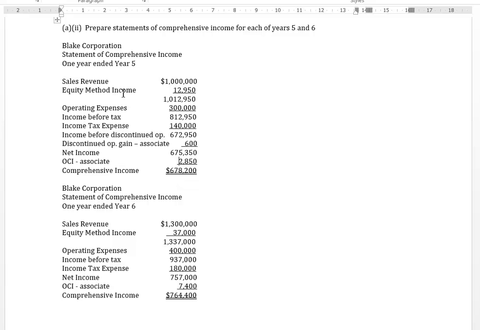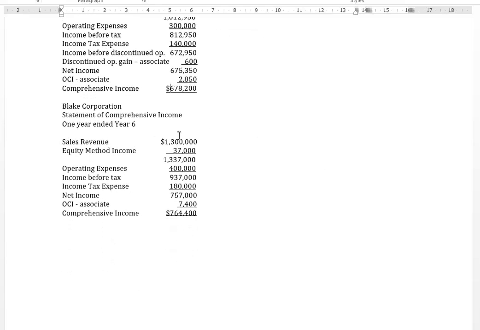So if you look at this format, you should see that this is very similar to the format we used in previous courses. We get our income before discontinued operations, we add in our discontinued operation after tax, and we add in our OCI to get comprehensive income. We're going to use a similar format here. The only difference is our sales revenue now is $1.3 million, and we're going to look at our equity method income from our profit before discontinued operations, which was our share of the amount of $148,000.